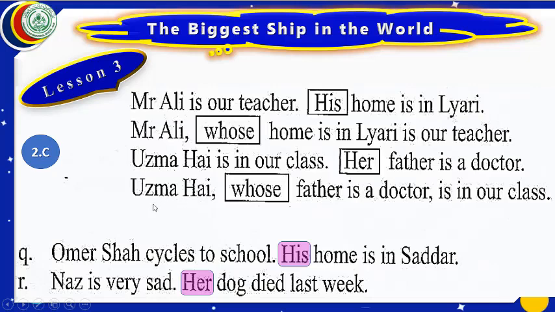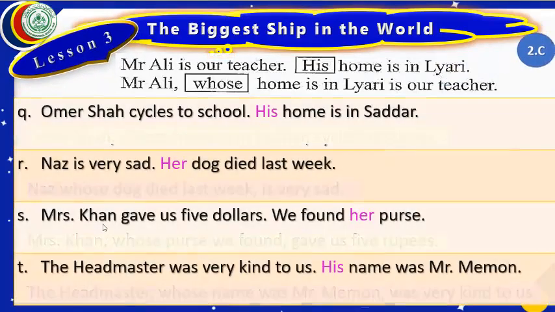Let us look here. Uzma Hai, whose father is a doctor, is in our class. What will be the answer of Q? Umar Shah, whose home is in Sadar, cycles to school. Naz, whose dog died last week, is very sad. This exercise will be done like this. Let us move to the solution.